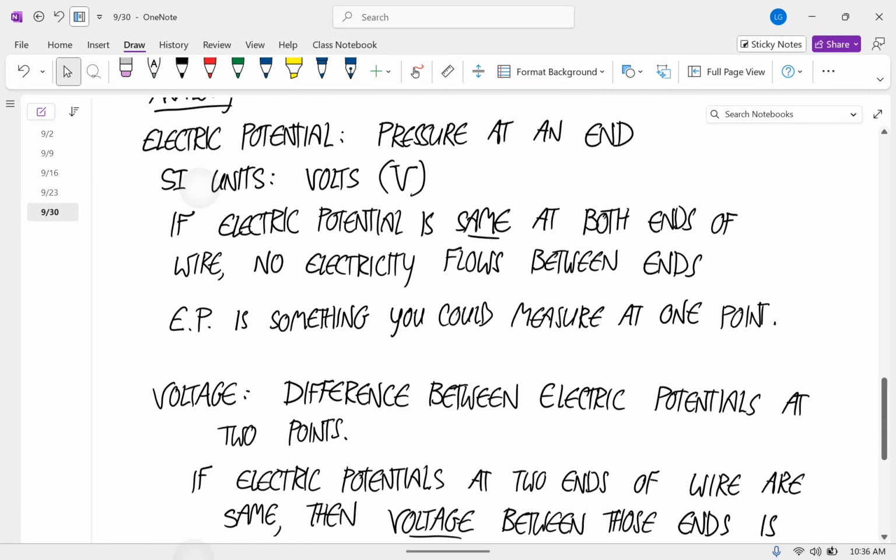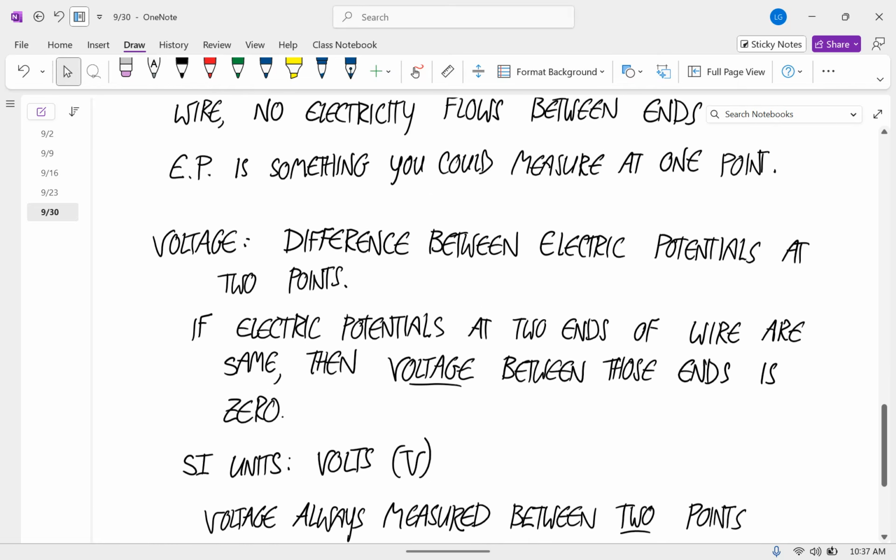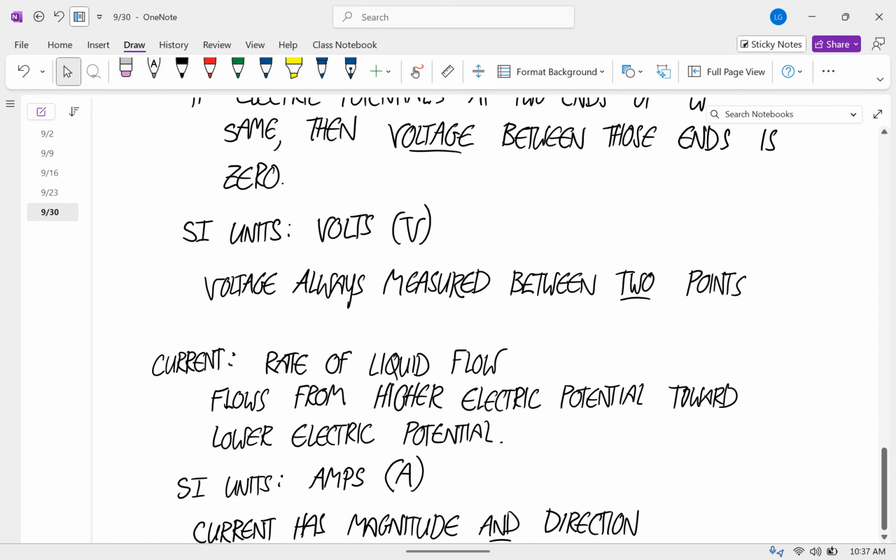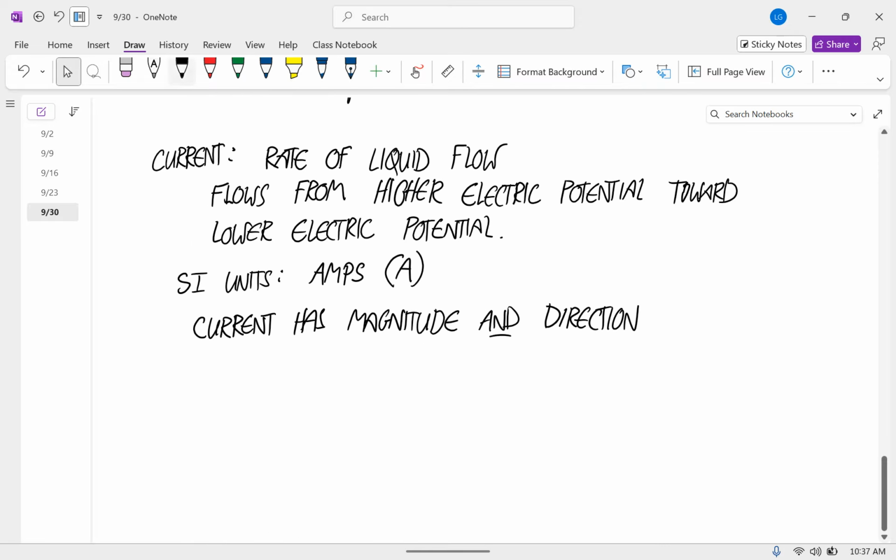And then the last one, so electric potential and voltage make this stuff happen. The current is what really matters for powering devices. The last thing we need to talk about today is resistance. And this is analogous to the narrowness of the pipe. That's a little awkward, but the resistance goes up as the pipe gets more narrow.